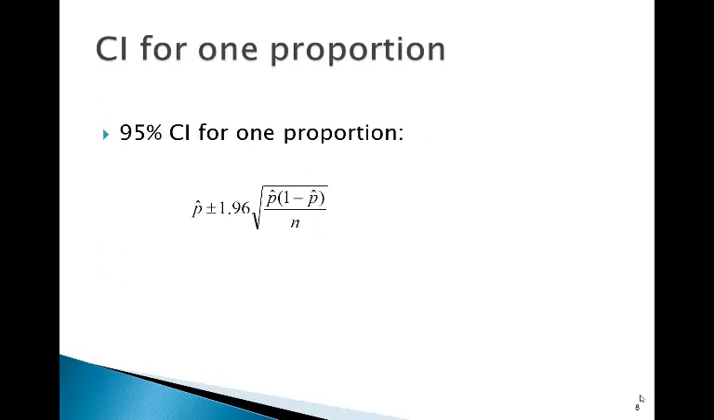For a confidence interval for one proportion, we have the same general formula that we've seen before. We have our sample value, here it's p hat, our sample proportion, plus or minus a multiplier. Here we can use 1.96 or another value from the z-table because we're assuming a standard normal distribution. And then we multiply by the standard error.